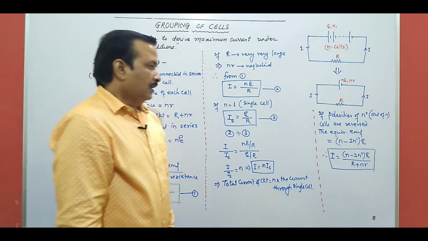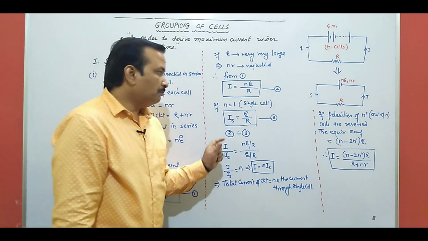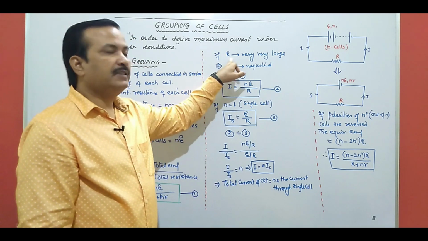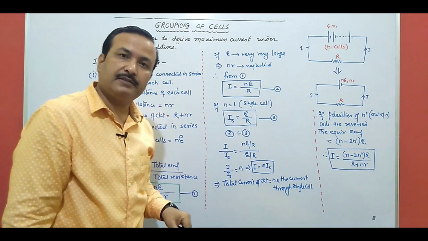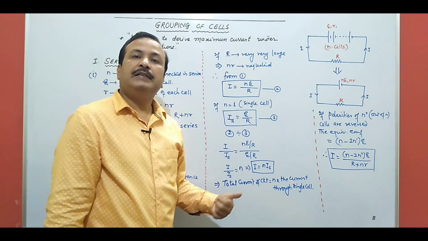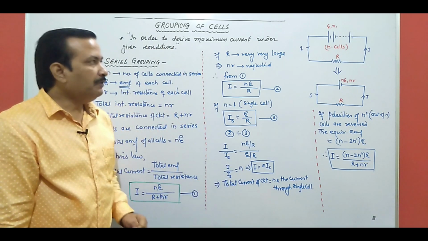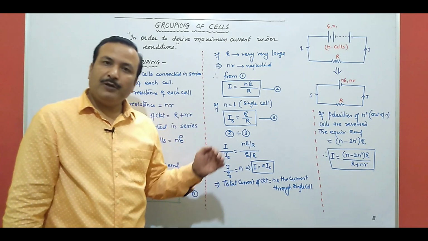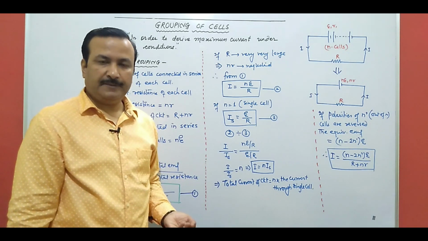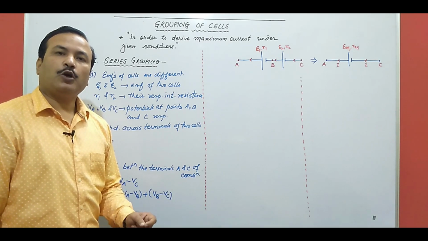Now from here we can conclude that we get the maximum current when the external resistance is very large. This is the condition for this grouping when we want the maximum current through the series combination. Now we will take the grouping of the cells in the series combination only when the EMFs are different. Now we will take series combination when their EMFs are not equal.